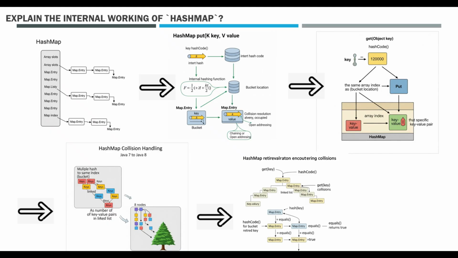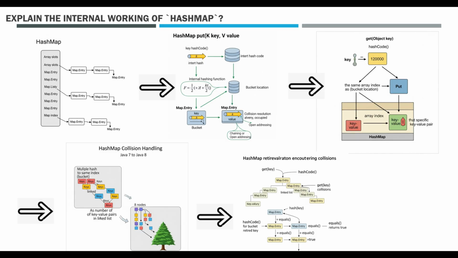Then comes how it handles collisions. Let's say you have multiple keys having the same index. Since multiple different keys can produce the same hash code, it is called a collision. The hash map uses a technique of a linked list stored in each array bucket. So if a collision occurs, the new entry object is simply appended as a new node to the linked list at the bucket.